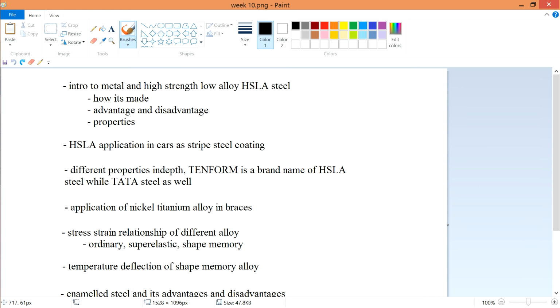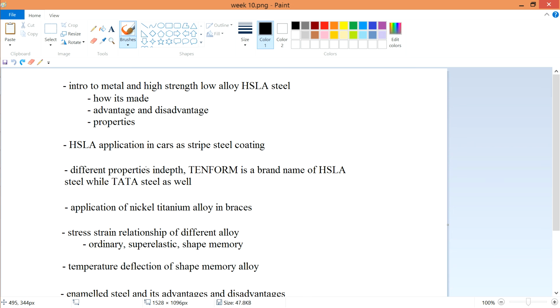Alright, so in this series of videos, we'll talk about everything about metals, okay? And over here right now, we'll start to talk about high strength, low alloy steel. Take note that it's high strength, low alloy (HSLA), and I'll talk about all these things in this video, specifically this one.